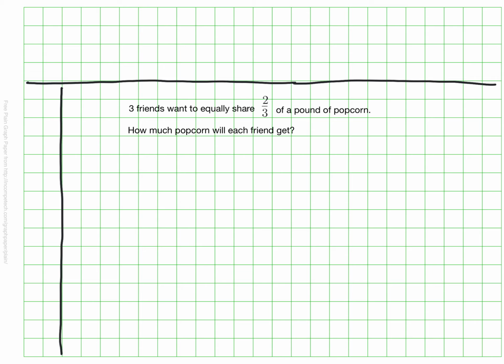Let's try another one. So we have 3 friends that want to share equally 2/3 of a pound of popcorn. And the question is, how much popcorn will each friend get? I know this is a division problem because I see that people want to equally share something, right? So I'm dividing it into parts. And I know that the students are sharing the popcorn, so this is our dividend. That's what's getting shared. And I know that we want to divide it into 3 parts for 3 friends. So that's our divisor. That's what we're dividing it by, right? So our number sentence here would be 2/3 divided by 3.